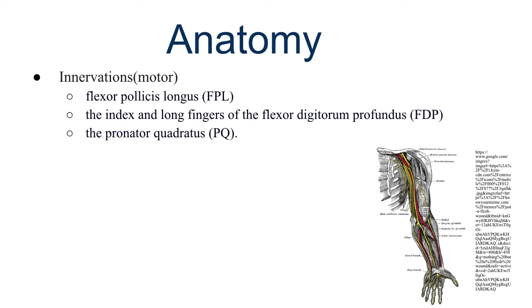The motor innervations for this nerve is flexor pollicis longus, the index and long fingers of the flexor digitorum profundus, and the pronator quadratus. Just a few motor innervations. There is no sensory innervations for this nerve, cutaneously anyway.